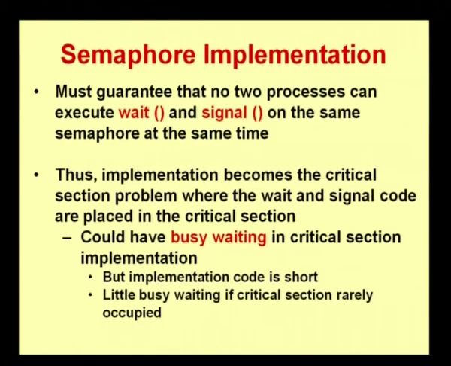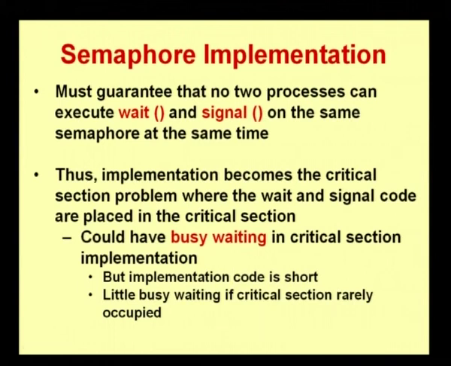So when a process goes into a critical section, a smaller number of processes are going into the critical section, which means that it is a busy wait. Busy wait means the implementation code will be very short when it is in the critical section.